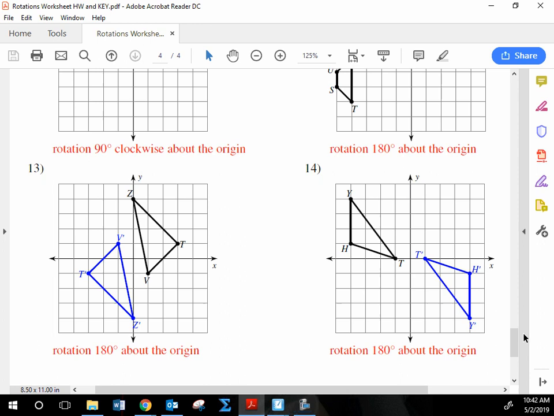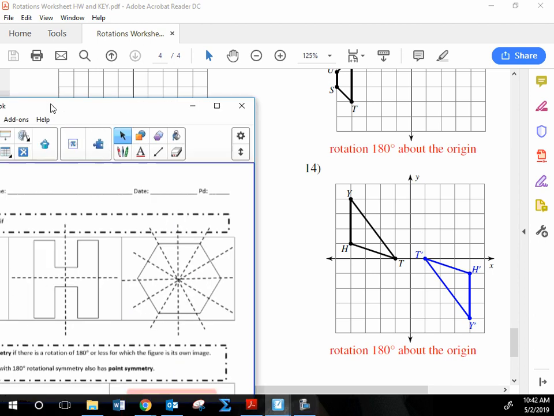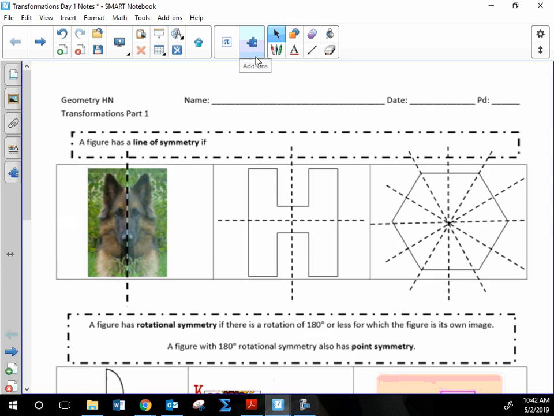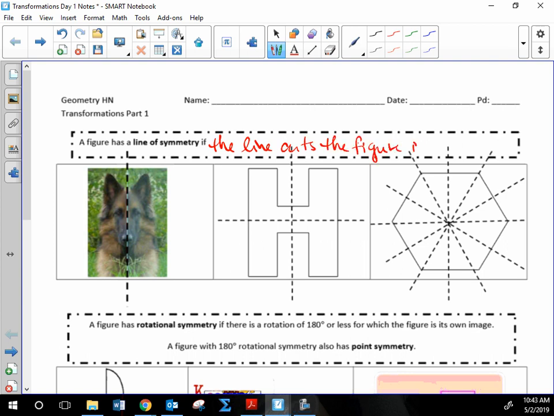Okay, so our transformations today are pretty simple, nothing too crazy, a little bit of recapping, a little bit of new. We already talked about line of symmetry. A line of symmetry is a line that cuts the figure into two congruent halves. So like we said, if you fold it in half, kind of like a butterfly, it's the same exact thing on either side.